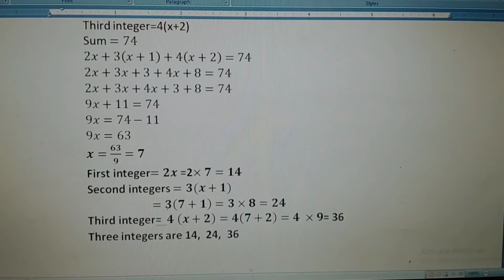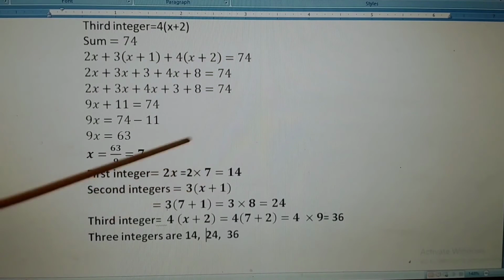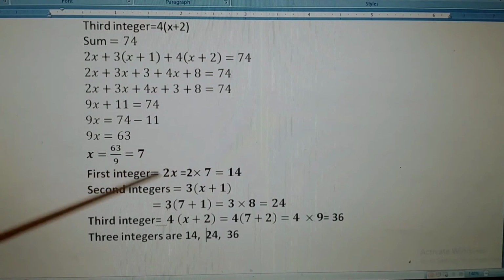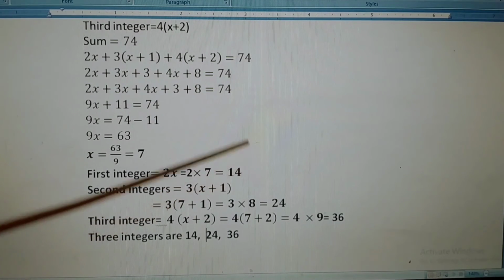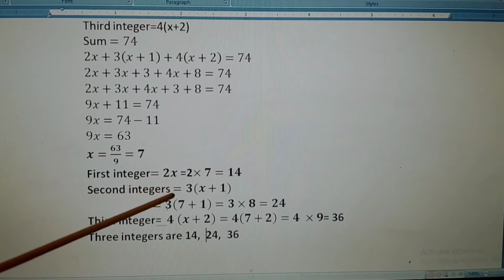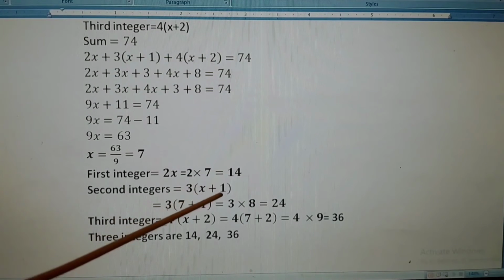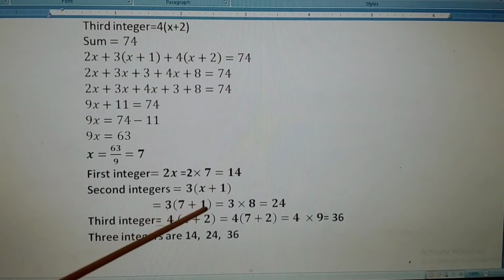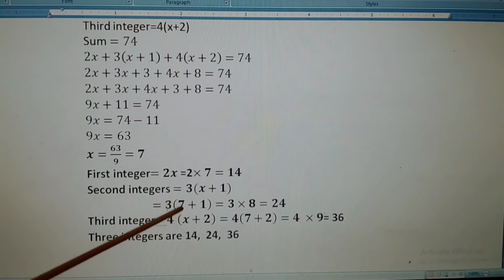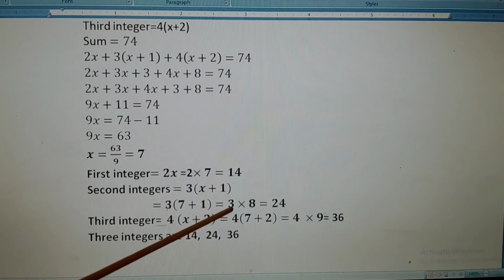From the question, what we have to find out? We have to find out three integers. That is, first integer equals 2x. Substitute the value of x here. Value of x is 7. That is equal to 2 into 7 equals 14. Second integer is equal to 3 into x plus 1. That is equal to 3 into 7 plus 1, 7 is the value of x. That is equal to 3 into 8, 24.